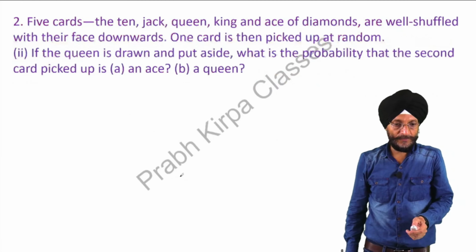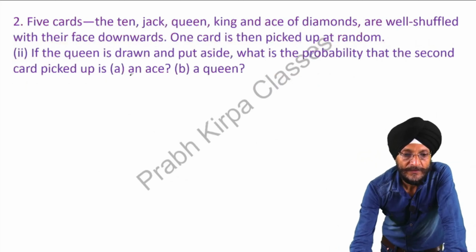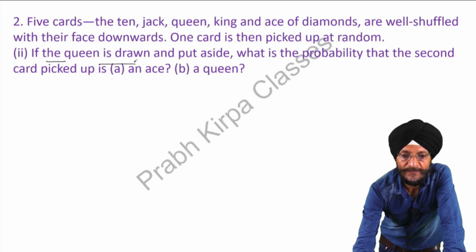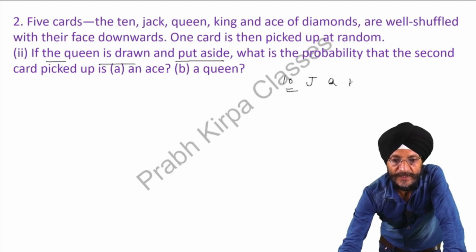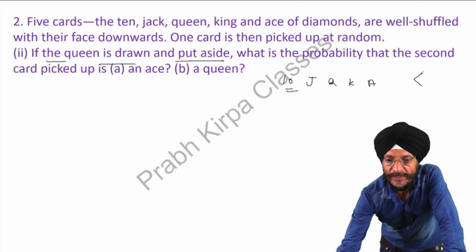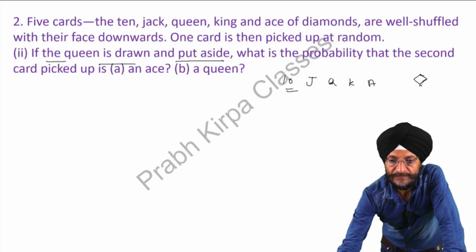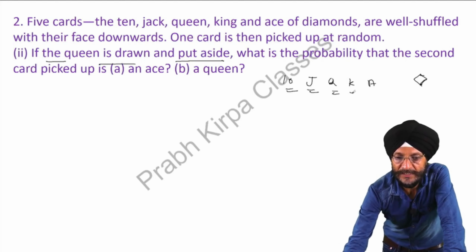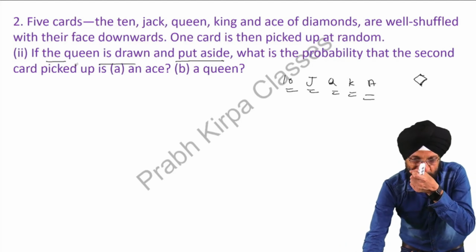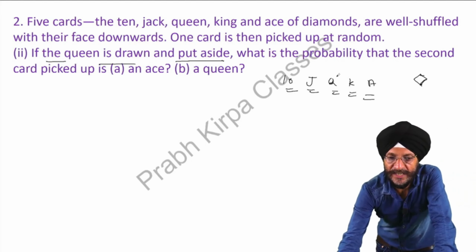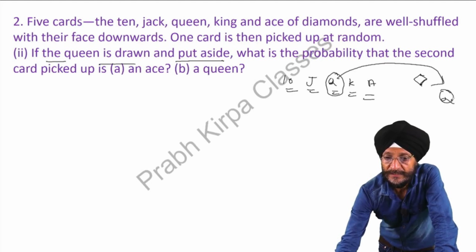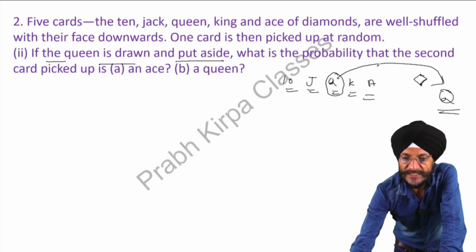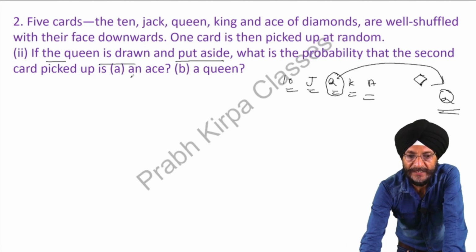Now the next part of this question. If the queen card is drawn and put aside, first of all we write what the question was: 10, Jack, Queen, King and Ace, which were diamond cards. So these were the 5 cards which were given. So now what is written? If the queen is drawn, that is, this card has been picked up and put aside, the card has been placed on another side. So what is the probability that the second card picked up is an ace?